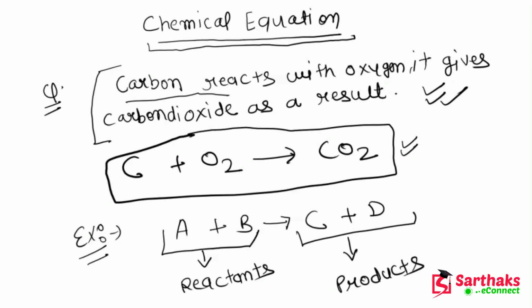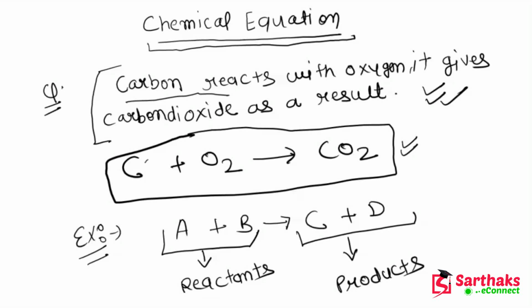Okay guys, this arrow is very important. The left side of the arrow is the reactant side, and the right side of the arrow is the product side. So these are the products and these are the reactants. We have to represent the substances by their chemical formulas. And one more thing you have to mention is the state of the reactants. What is the state of the reactant?